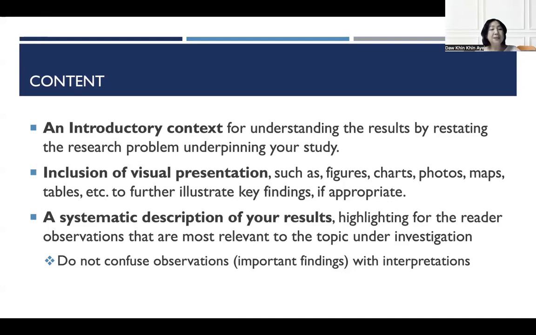Another one is a systematic description of your result, highlighting for the reader observations that are most relevant to the topic under investigation. Now, we need to be very, very careful. Do not confuse observation, important finding, with interpretation. Here in the result section, we do not include interpretation, okay?